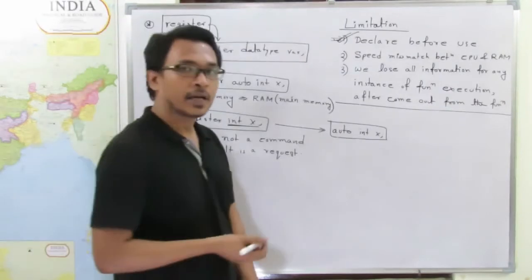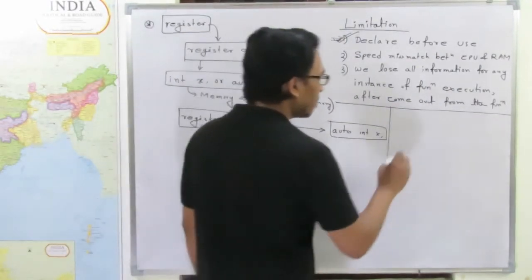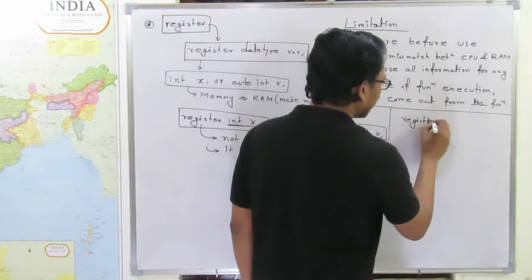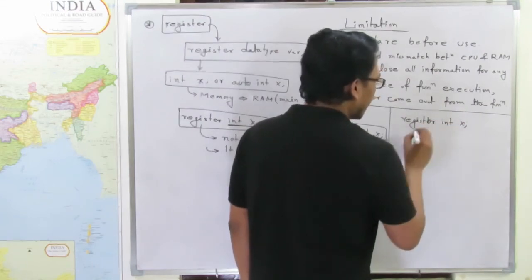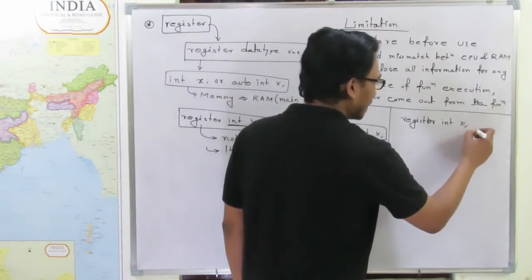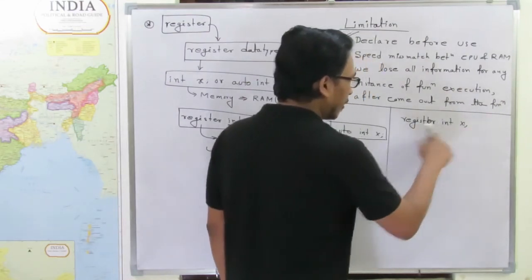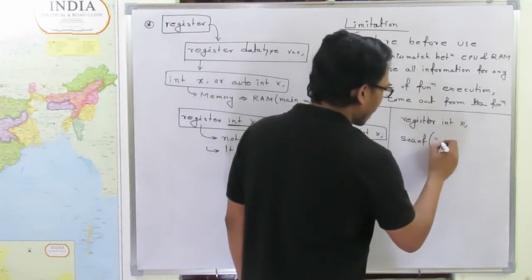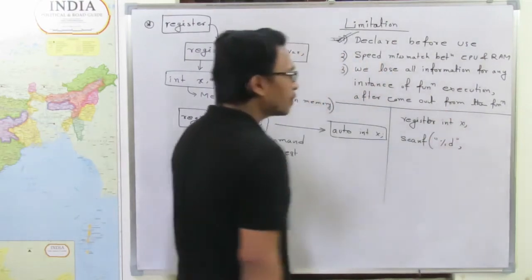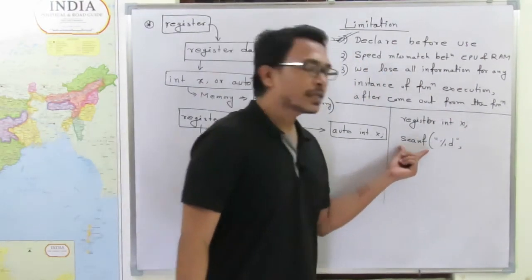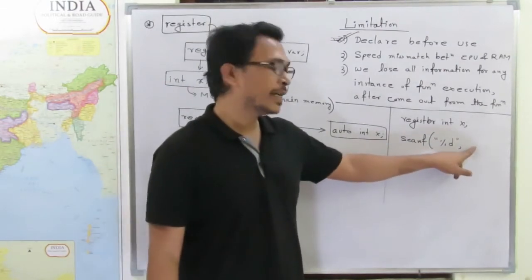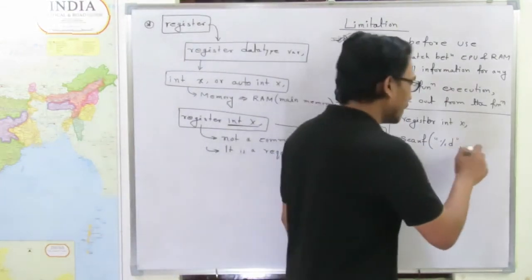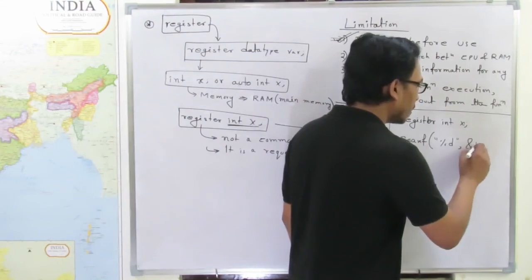So what is the scenario? Let's consider an example. Let's say we declare a variable register int x, and memory is allocated from a register. That means memory is allocated in a CPU register. Now if you want to take input, scanf %d, as we already know, when we take input using scanf we need to specify the address where we want to store the input data. That means here we need to use the address-of operator with x.